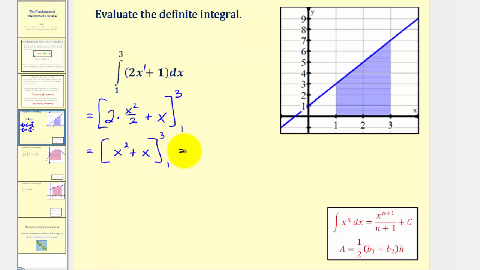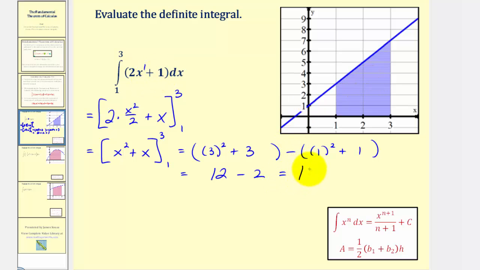So now we'll evaluate the antiderivative first at 3, then at 1, and then find the difference. So when x is 3, we'd have 3 squared plus 3. When x is 1, we'd have 1 squared plus 1. Simplifying here, we have 3 squared plus 3, that's 12, minus, here we have 1 squared plus 1, that's 2. So the value of the definite integral, which is also this area, would be 10.